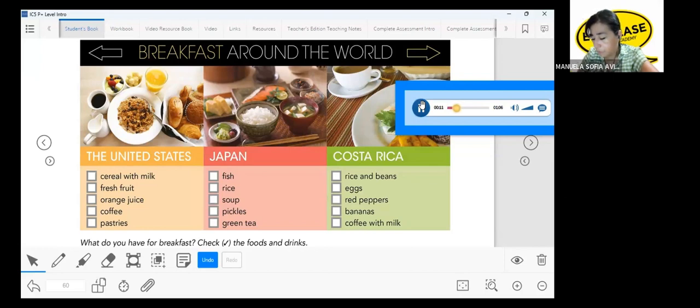Breakfast around the world. The United States. Cereal with milk. Fresh fruit. Orange juice. Coffee. Pastries. Japan. Fish. Rice. Soup. Pickles. Green tea. Costa Rica. Rice and beans. Eggs. Red peppers. Bananas. Coffee with milk.